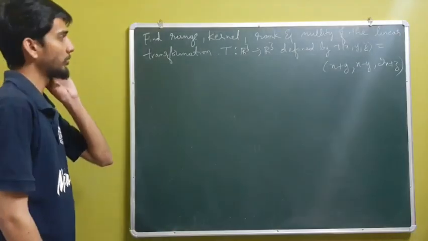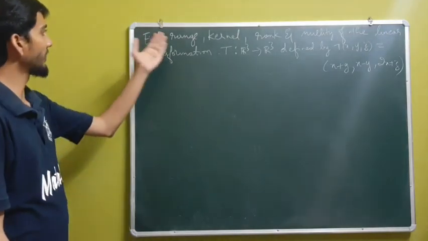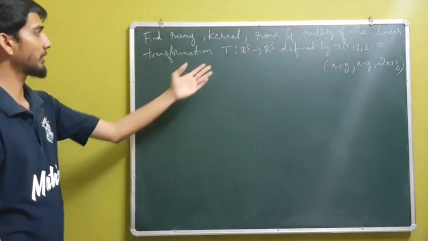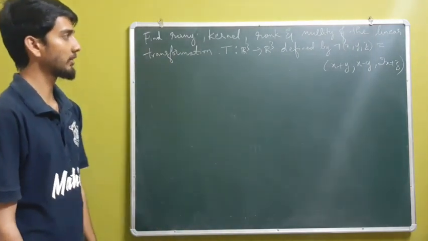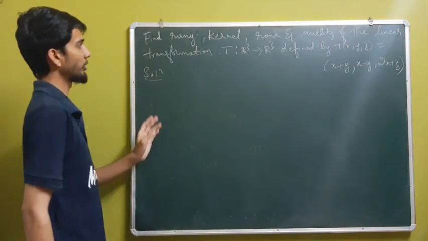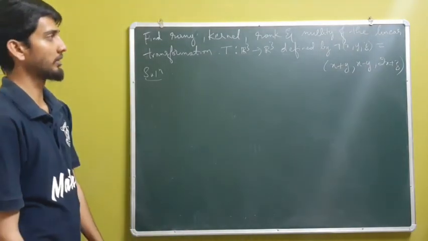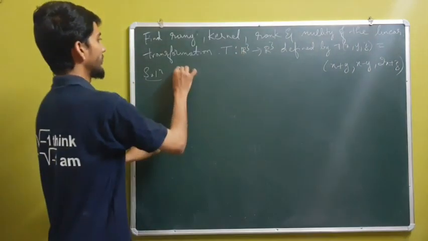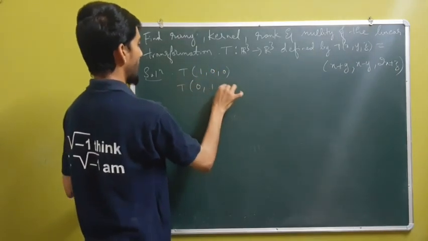So the next problem is about finding all the parameters in the rank nullity theorem. The problem is to find range, kernel, rank and nullity of the linear transformation T from R3 to R3 defined by T of (x, y, z) equal to (x plus y, x minus y, 2x plus z). First, we will try to find the rank. In order to find the rank, we have to find the matrix associated with it. Again, as this is a mapping from R3 to R3, we will consider the standard basis for the linear transformation, which is as follows.